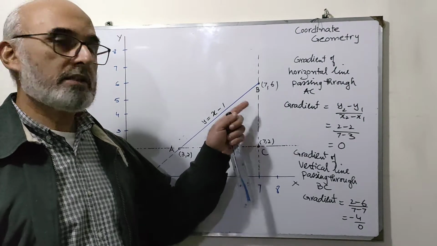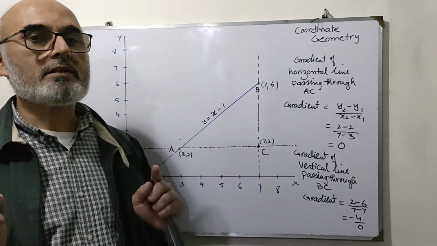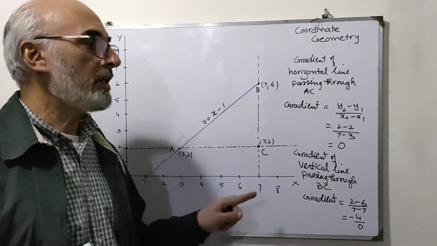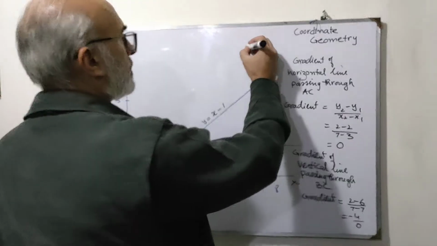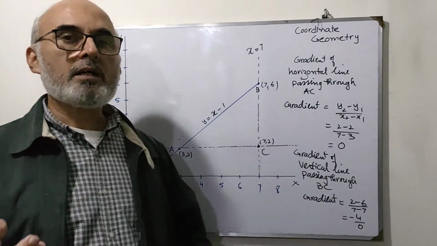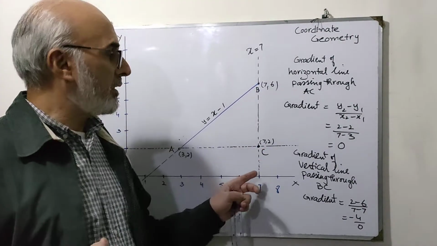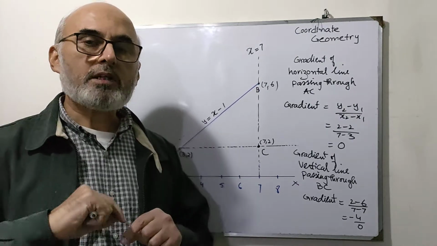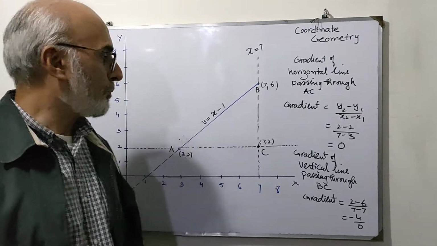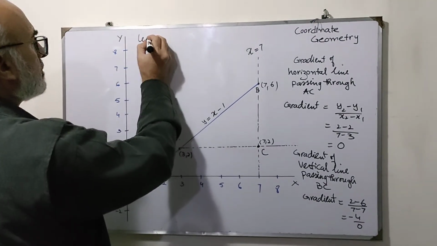So we are not going to say that the gradient of the vertical line is undefined. What we are going to say is it's a line passing through a certain point on the x-axis. In this case, it's at 7. So x is equal to 7 is the equation of this line, and it is giving us the idea that the gradient is undefined, but this line has the same value for x, no matter what the y value is.